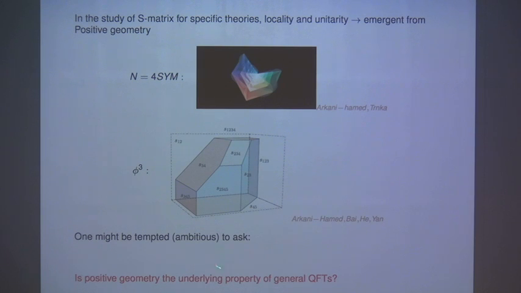So in this case, one might be tempted to ask, and you might say ambitious to ask, is this positive geometry really not just applicable for these examples that we have found, but an underlying property of general quantum field theories? Now, of course, positivity is not something new in physics. It's a very old concept that played many important roles.